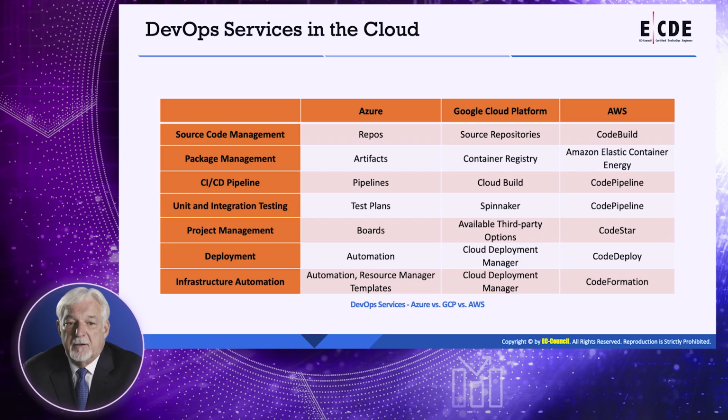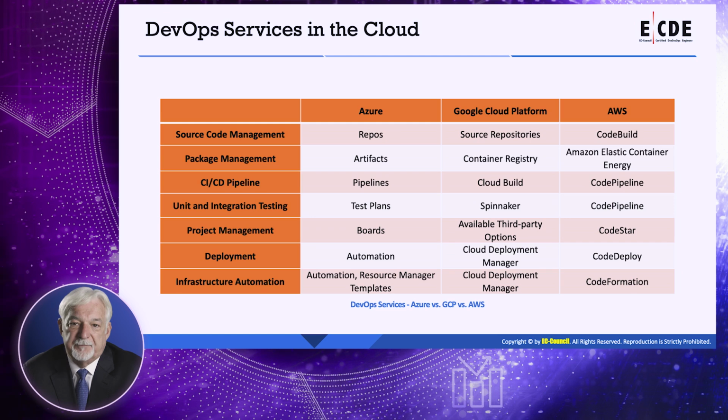Registry. For the continuous integration, continuous deploy, development pipeline, Azure just calls it pipelines. Google calls it the cloud build, and AWS calls it code pipeline. Unit and integration testing is done with test plans in Azure, Spinnaker in Google, and code pipeline in AWS again. For project management, Azure uses boards. Google has available third-party options, such as Jira and things like that. And then AWS has CodeStar.